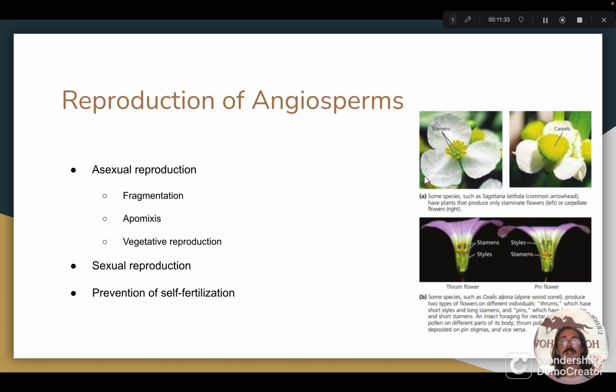Some mechanisms of asexual reproduction that we see in angiosperms are fragmentation. It's a mechanism of asexual reproduction by which the parent organism is divided into many different parts that are each capable of producing an entirely new organism on their own if cut off.